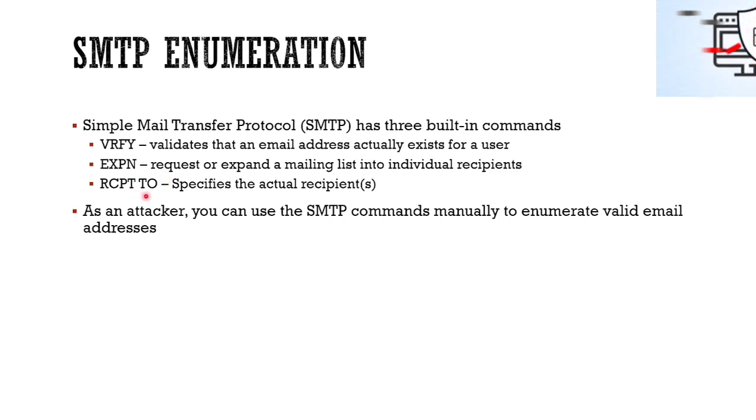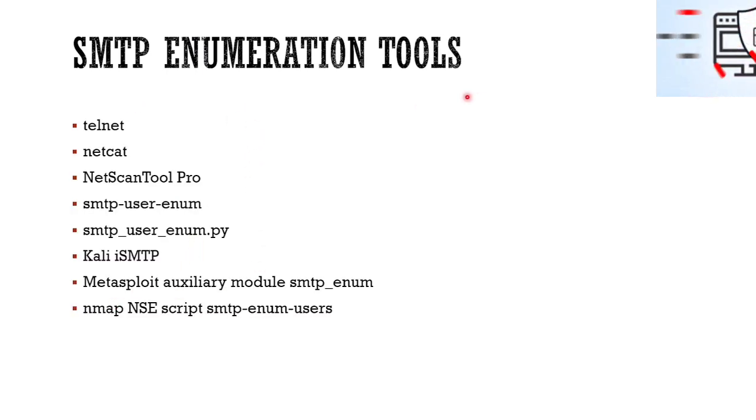There are any number of SMTP enumeration tools. You can use Telnet if you want, although that's pretty hardcore. You can use Netcat and a whole bunch of others. There's smtp-user-enum. There's Kali ismtp. Metasploit has modules. Nmap has scripts. You've got a variety of choices.